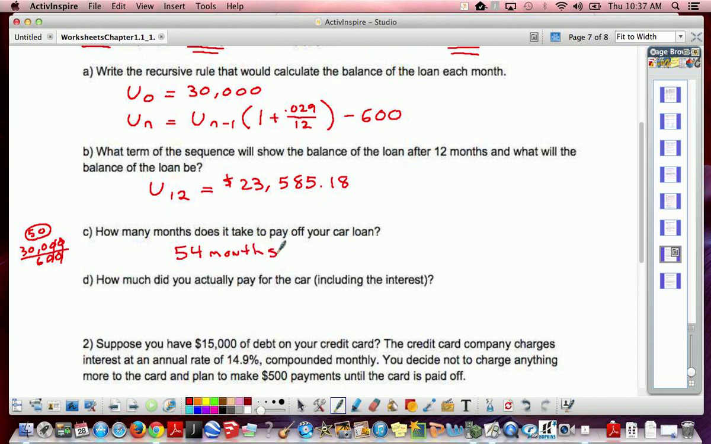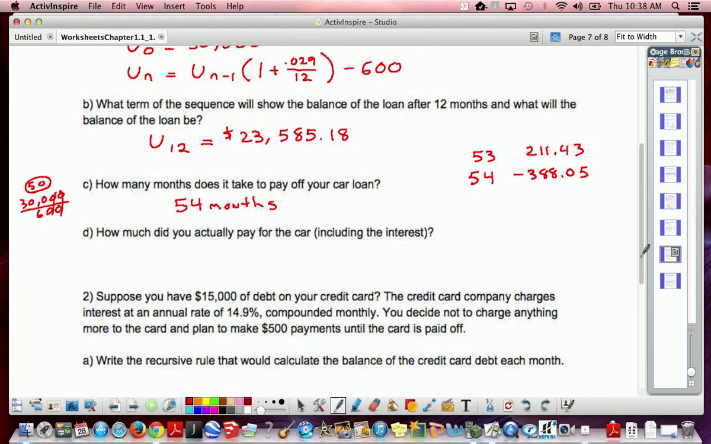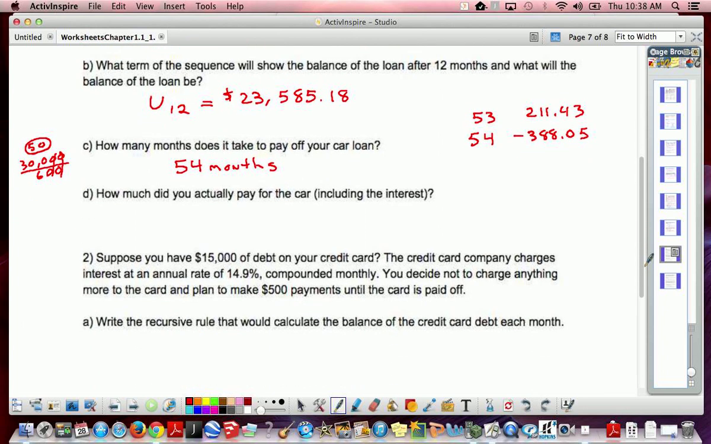Now over here, I'm just going to note what the calculator said on those last terms. At 53, it was 211.43, and at 54, it was negative 388.05. Because this helps you when determining how much you actually paid for the car.